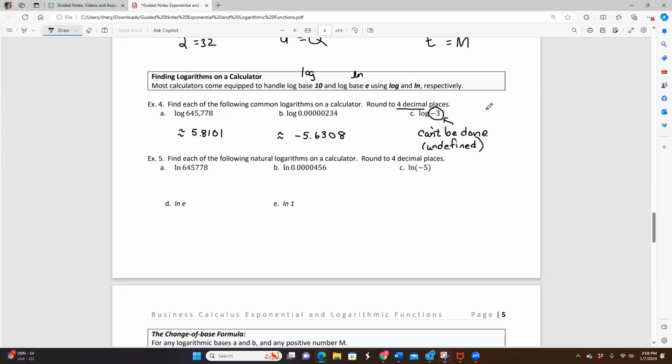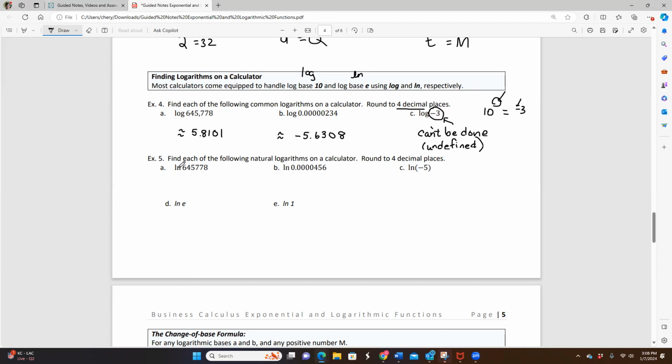It is undefined. Why? Because there is no power of 10 in here that'll give you a negative value. If you take 10 times 10, or in any different way, you're never going to get a negative answer. So this number in here can't be negative. Let's go ahead and do the same thing with natural log on number 5.